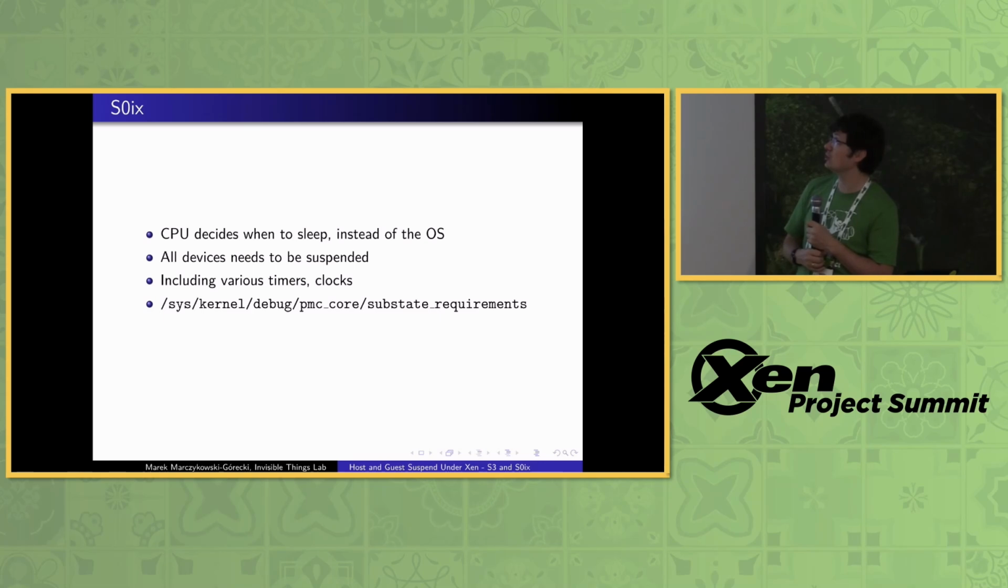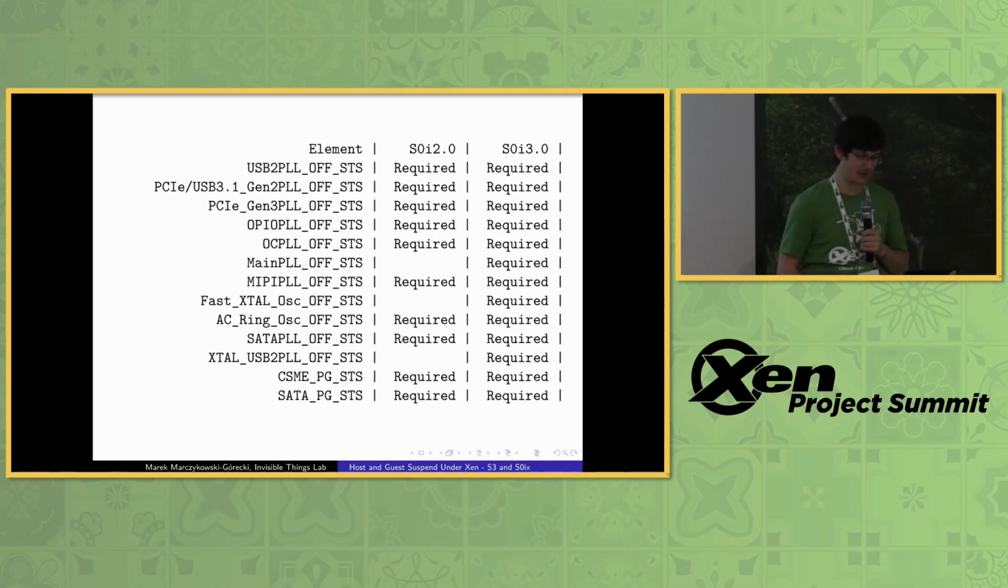So there is some help to debug issues here. There is a table of all the requirements for different states. There is yet another column that didn't fit on the slide, which shows whether you actually manage to meet this requirement. And this is not the whole table. This is like a fifth of it or something. It's very long.